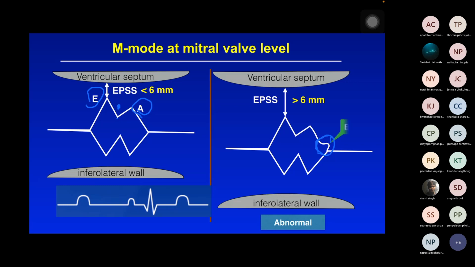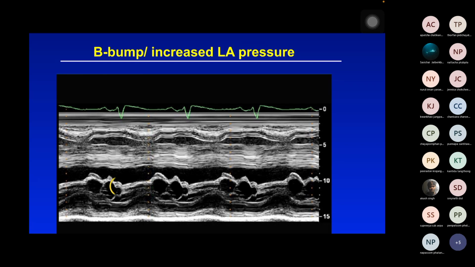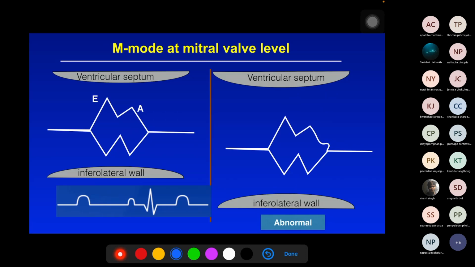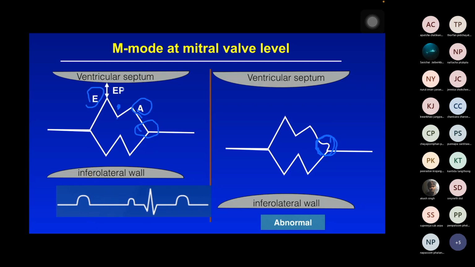And you might see the B bump. This one is the B bump. B bump means the patient has high LA pressure. So if you look back at this one, if the patient has normal LA pressure, this line should be flat. But if the patient has high LA pressure, it looks like a hump, so it's called the B bump. This represents the high LA pressure.